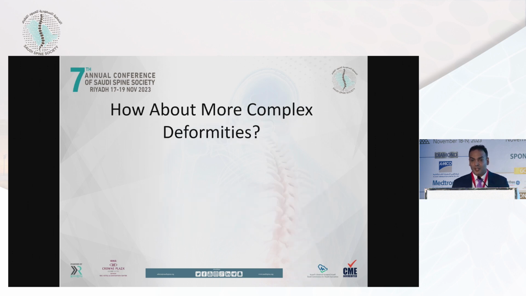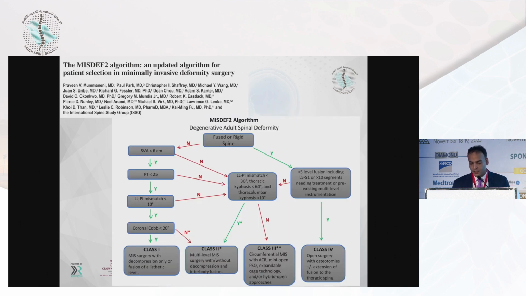So can we do even more complex things with this prone lateral? This is the MISDEF2 algorithm, which was done by the ISSG, and they've characterized people with deformities as class 1, class 2, class 3, and class 4, depending on the different spinal pelvic parameters.